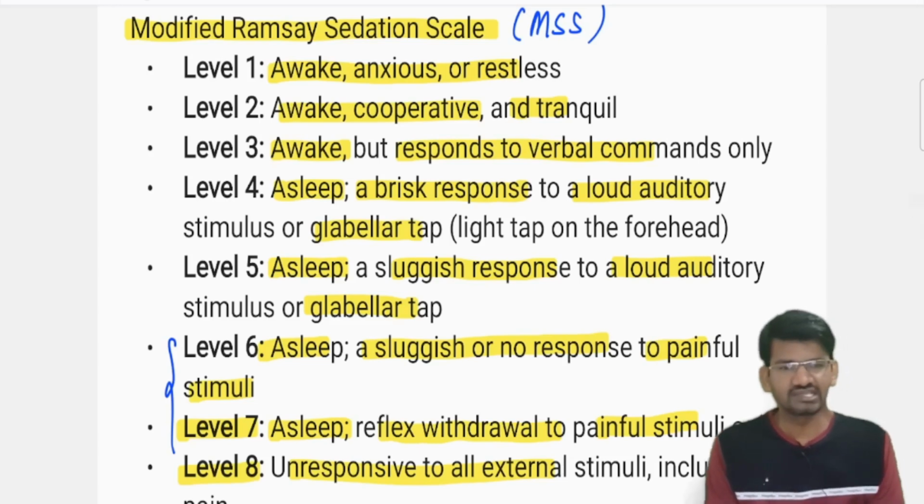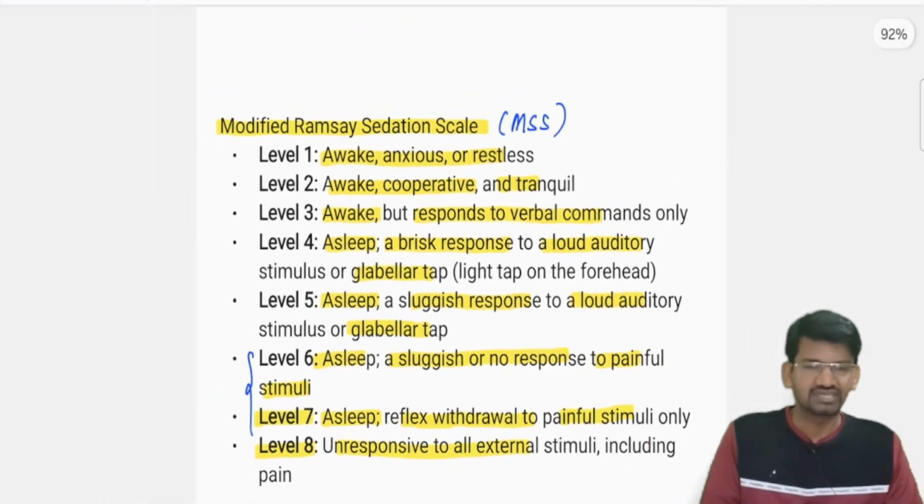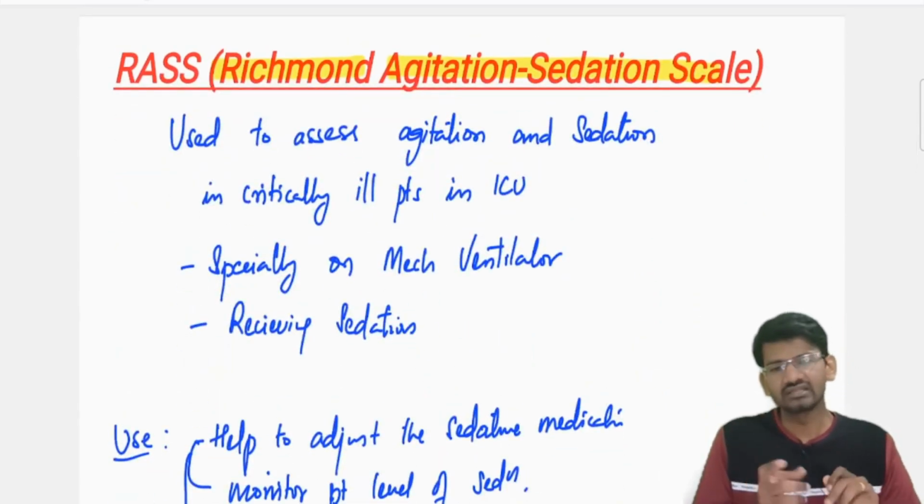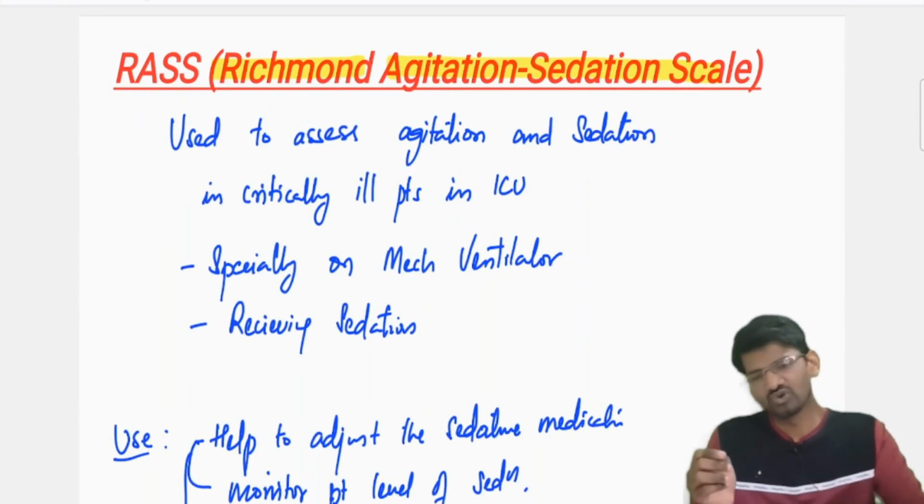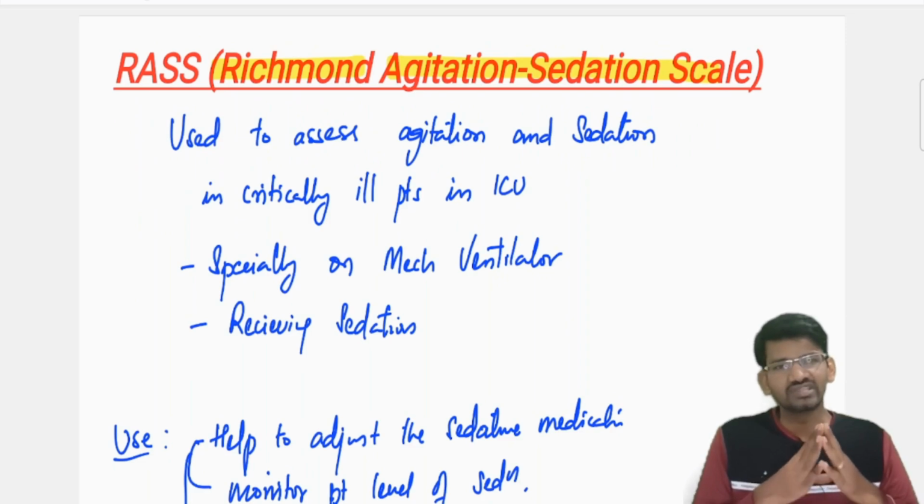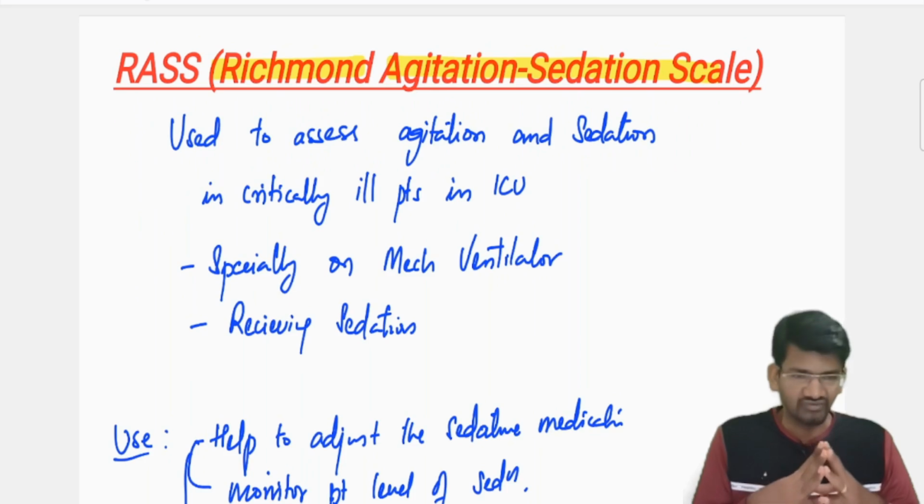So we can precisely identify or score the patient based on the level. So this is the sedation scale. Hope both of today's scales are very clear. One is RASS, that is Richmond Agitation and Sedation Scale, and another is the Ramsay Sedation Scale. Both are used for assessing and evaluating sedation levels in patients who are especially receiving sedation or are on a mechanical ventilator.